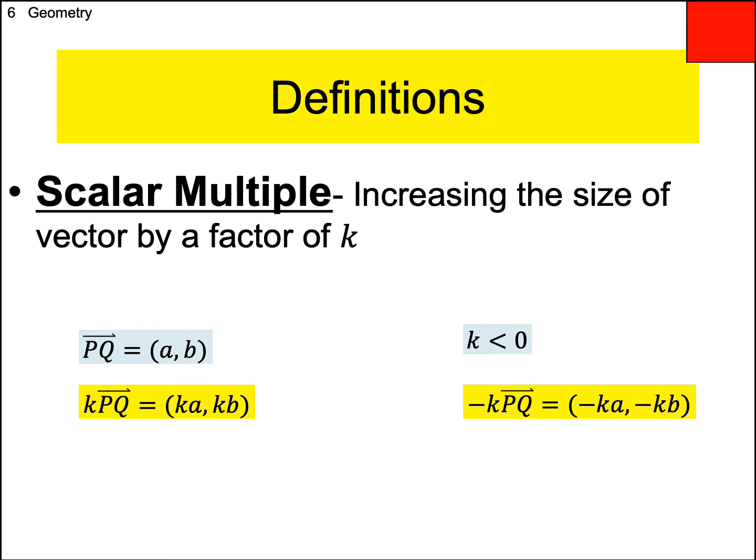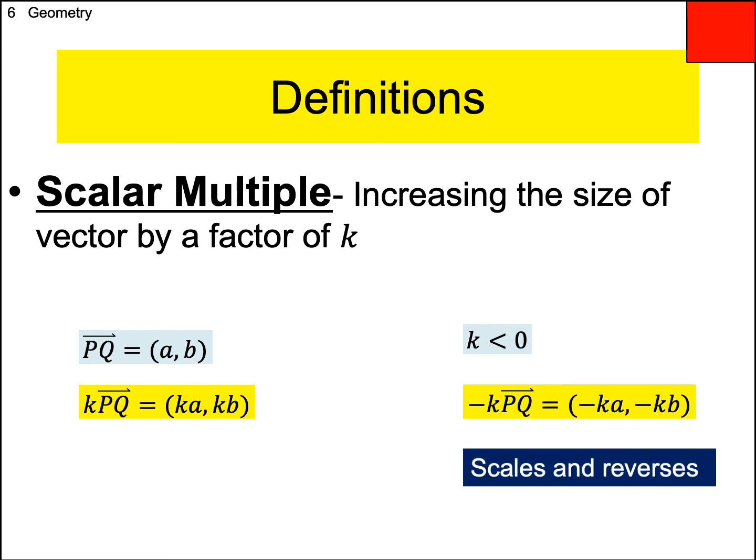So when k is smaller than 0, it's going to scale it up by whatever that factor of k is, and then it also is going to flip the vector around. In other words, the ray that you drew would be flipped around 180 degrees. Let's do a visual representation of that.